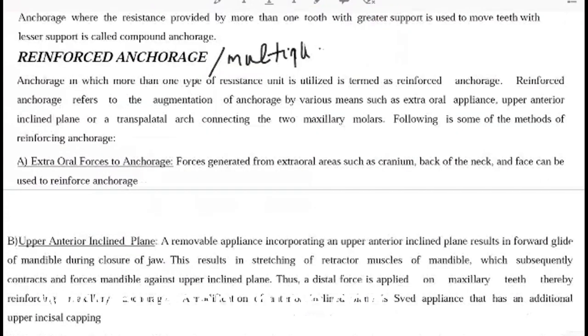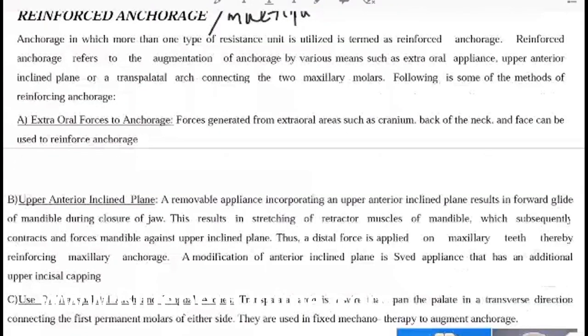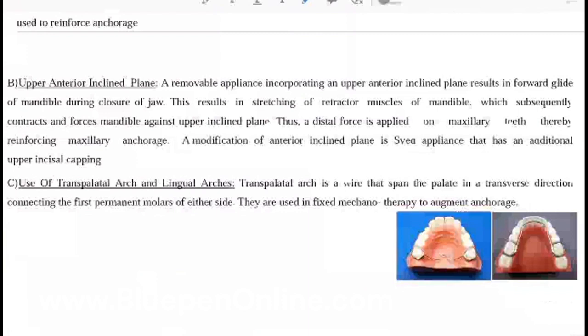So when you have an upper anterior inclined plane, if the patient tries to close his mouth, what happens? That will give a forward glide for the mandible during the closure. So when the mandible is pulled to that position to close, that will result in stretching of a muscle, that is a retractor muscle of mandible, which subsequently contracts and forces the mandible against the upper inclined plane. Thus, a distal force is applied on the maxillary teeth, thereby reinforcing the maxillary anchorage.